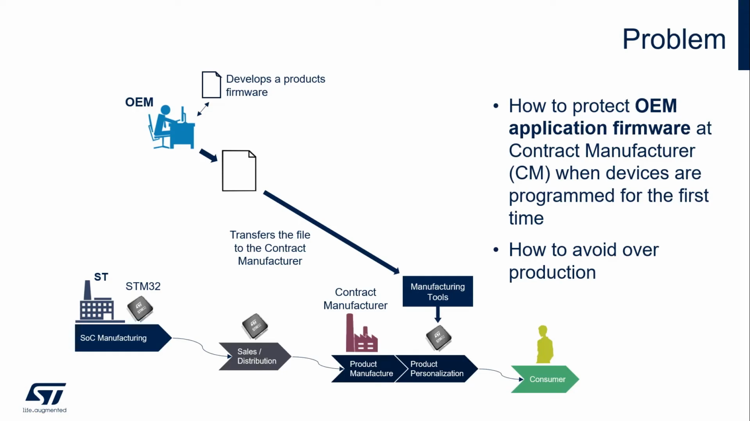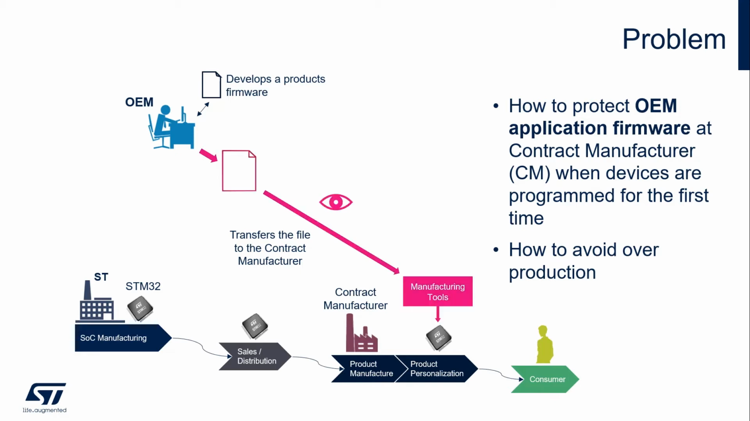The problems that SFI targets are mainly two: how to protect the OEM application firmware at contract manufacturer when devices are programmed for the first time, and how to avoid overproduction. The graph shows a typical manufacturing process, where an OEM develops a firmware and needs this firmware to be flashed to the STM32 during manufacturing. The manufacturing process is responsibility of the contract manufacturer that purchases the STM32 virgin parts from ST through either sales or distribution channels. In this typical scenario, the OEM sends the firmware to the contract manufacturer in clear.